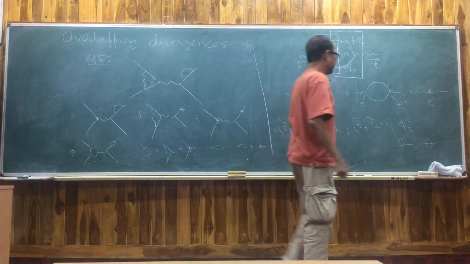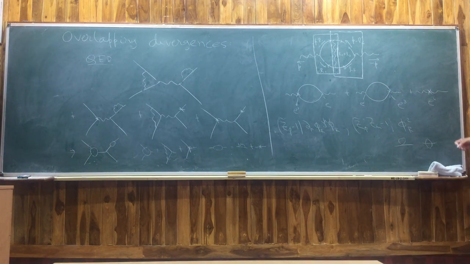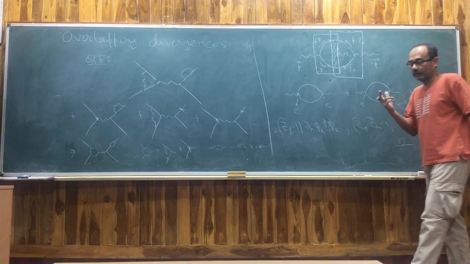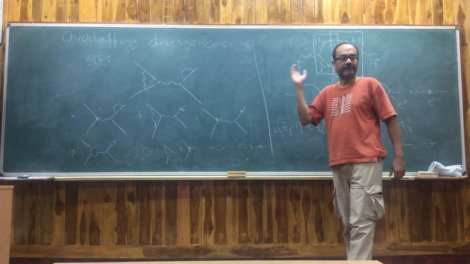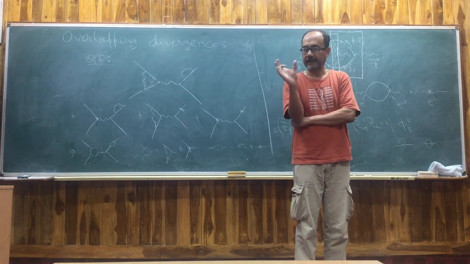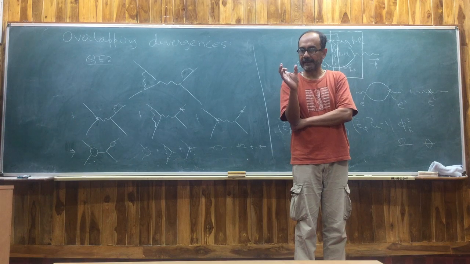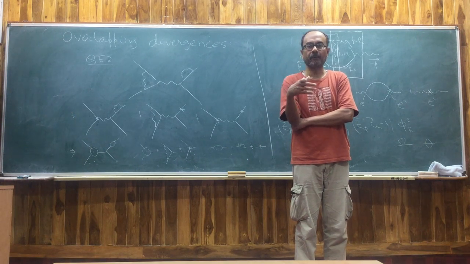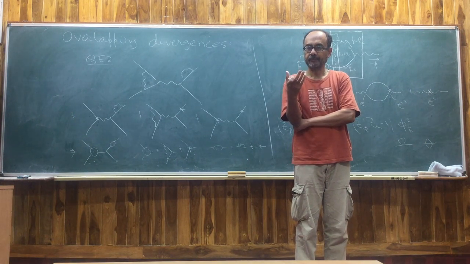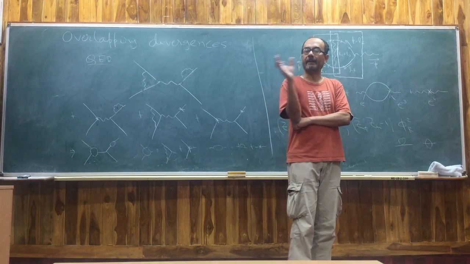Now, if you look at this term over here, forget about gauge invariance and so on. There is an A_mu box A_mu kind of term. You could add a counter term for that. That would give a term proportional to p squared. Let's forget about the fact that the gauge fields cannot get mass. It's an A_mu A_mu term.